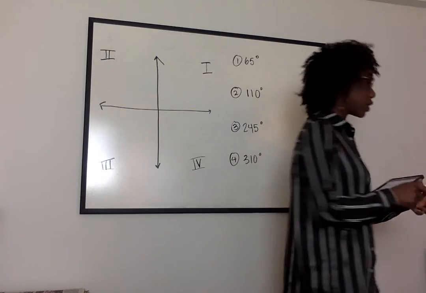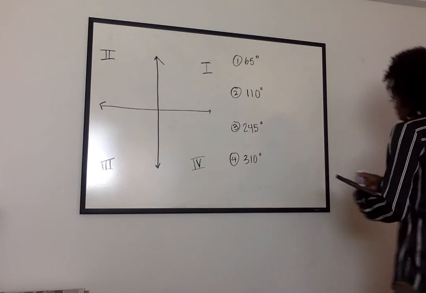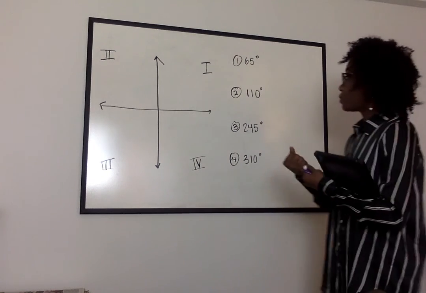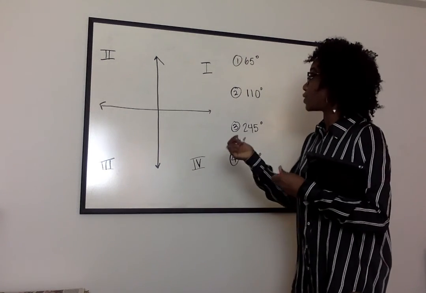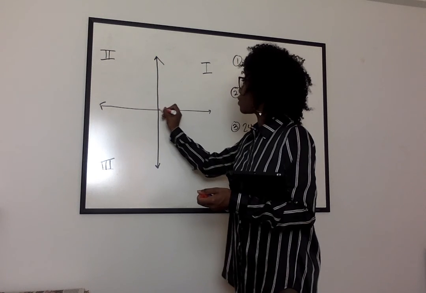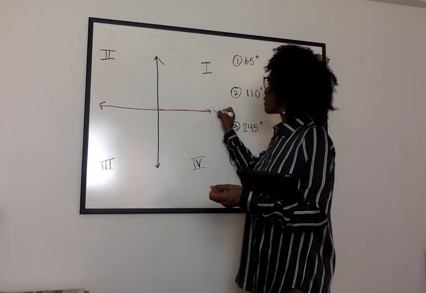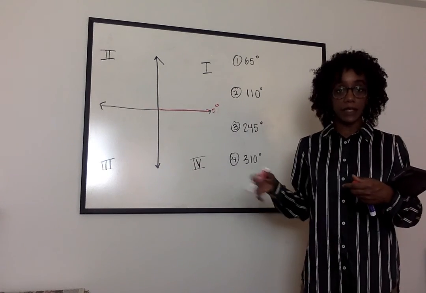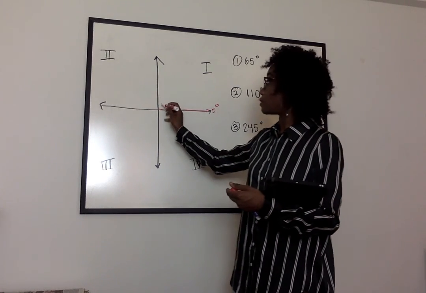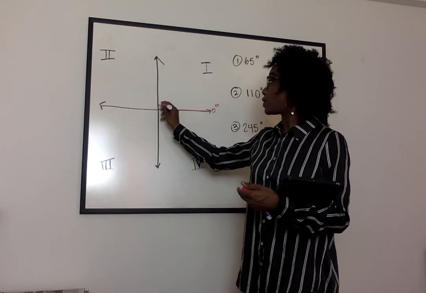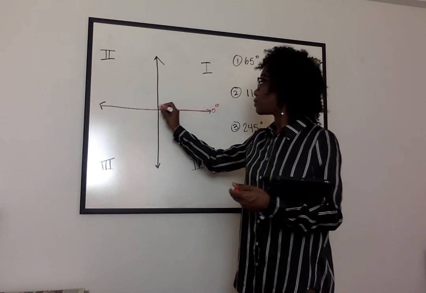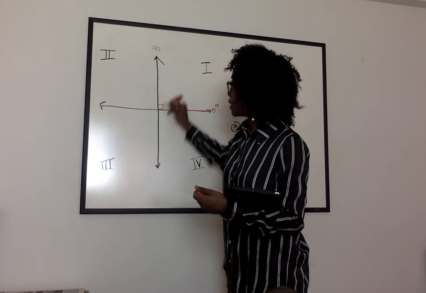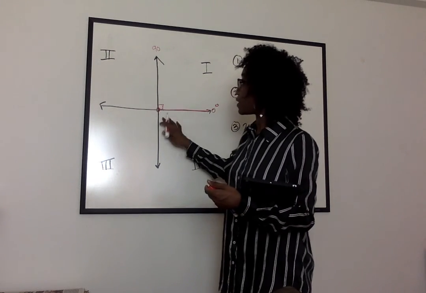Let me get another marker. Actually, I'm going to use red. So we would start our 0 degrees here. All of our angles start here. This is what we call 0 degrees, right? We know a 90-degree angle looks like a square, so up here, this will be 90 degrees. And this is our center, as always.